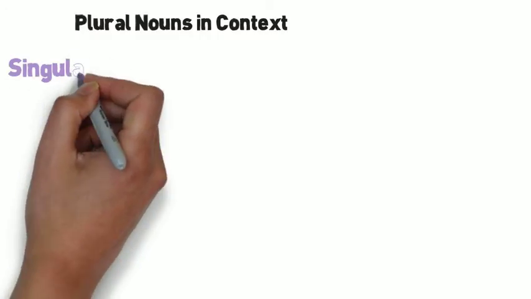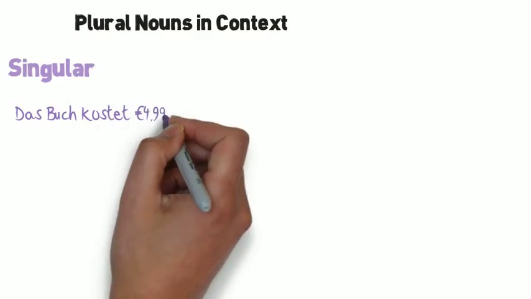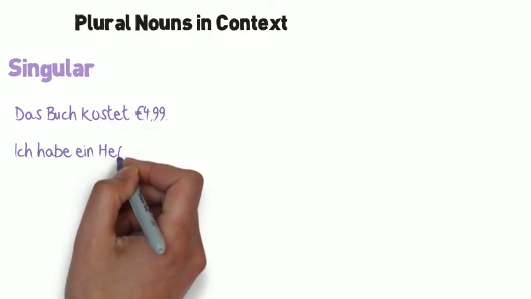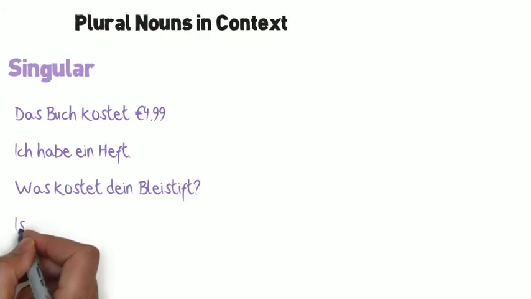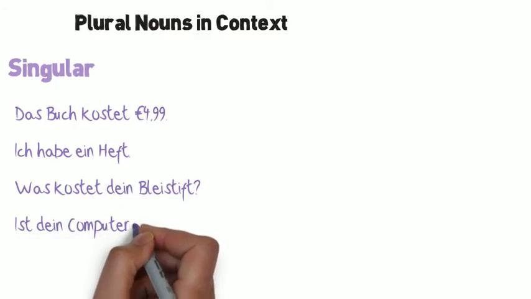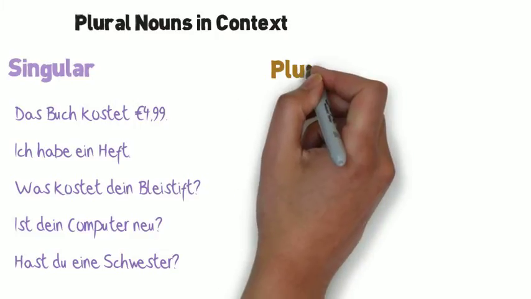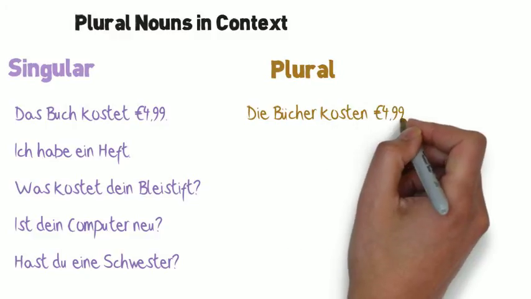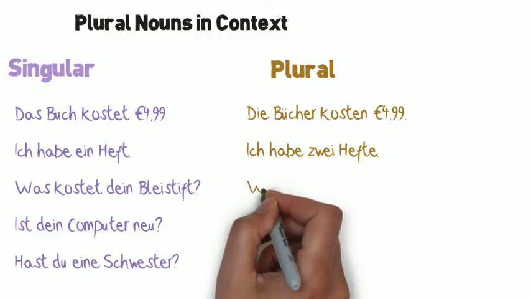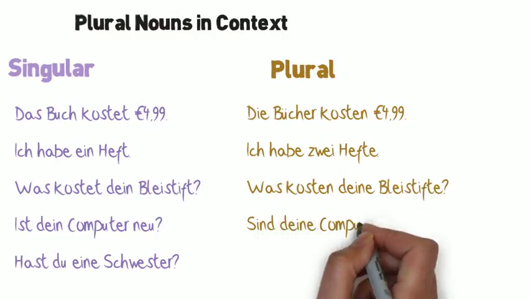Now, let's discuss the plural nouns in context. For the purpose of comparison, we'll look first at some sentences where the nouns are singular. In other words, there's only one of these things. Now, let's use those same nouns in their plural forms. If you'd like, you can pause the video and see what differences you can spot once all the sentences have shown up.